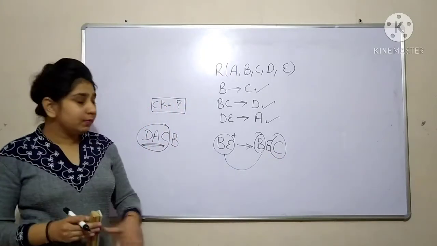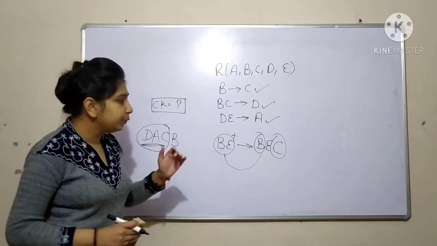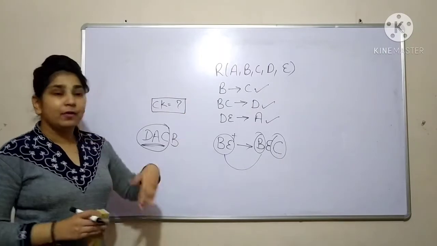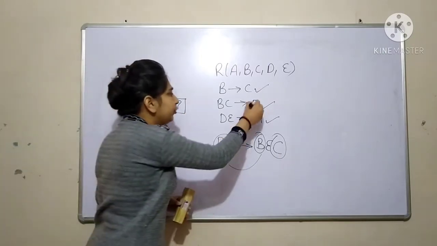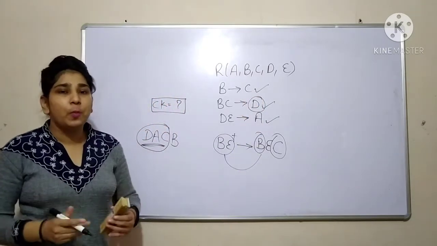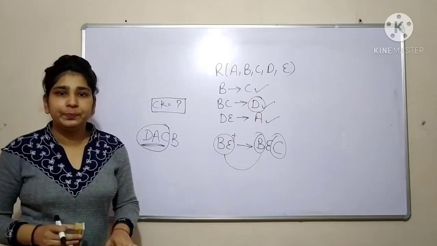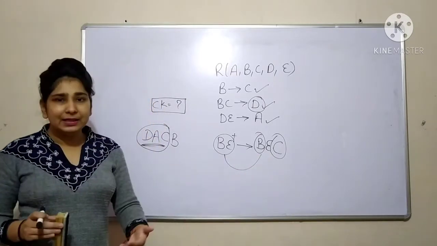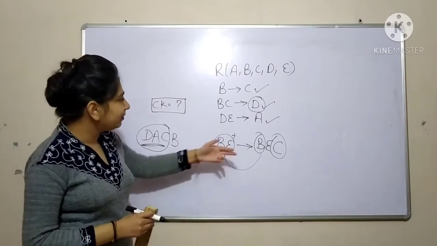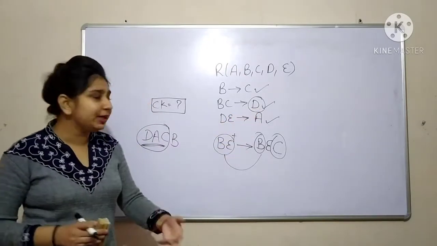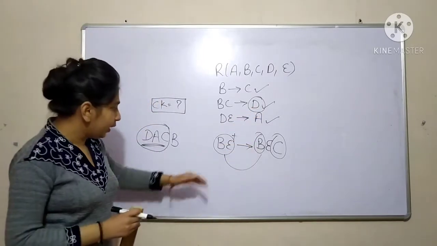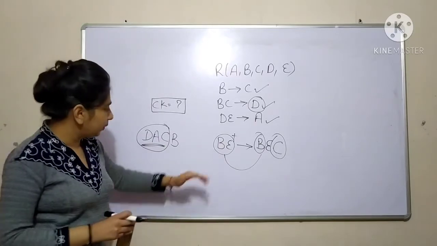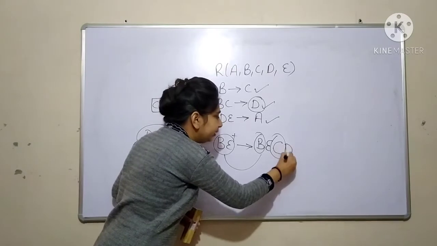Okay, and whatever value you are getting for B and C attributes, for that B and C value you are also getting one corresponding value of D. So with the help of BE you are able to determine BC, and with the help of BC we are able to determine the value of D. So definitely with the help of BE I would be determining the attribute D.